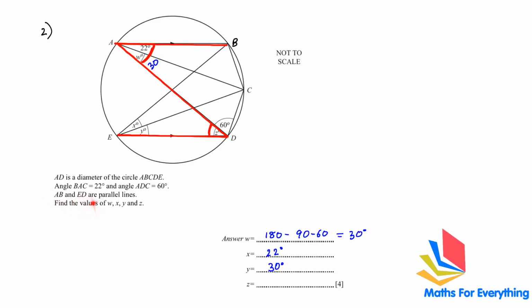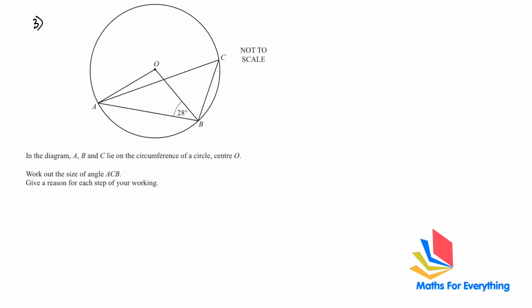We have been given that AB and ED are parallel lines, so these are parallel lines. And if you cut the two parallel lines, this angle here is equal to this angle. If it makes a Z, see this is making a Z, so this angle is equal to this angle. The reason is alternate angles are equal. Therefore, z is equal to, this is 22, so z is equal to 30 plus 22, which is 52 degrees.